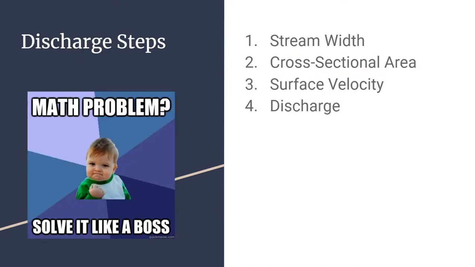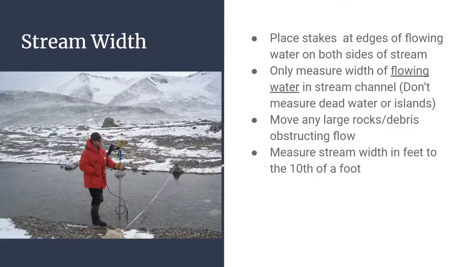Discharge steps. Number one, you got to figure out the stream width. Number two, the cross-sectional area. Number three, the surface velocity. And four, discharge. Yeah, math problems. Solve it like a boss. So yeah, you got to use a little bit of math in this sometimes, measuring stuff like that.